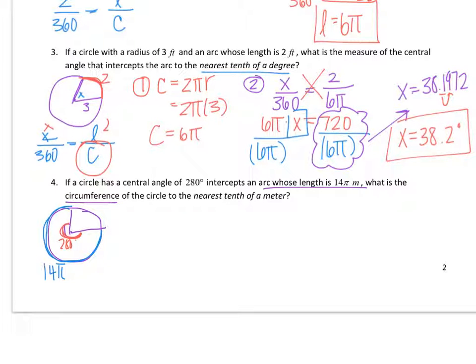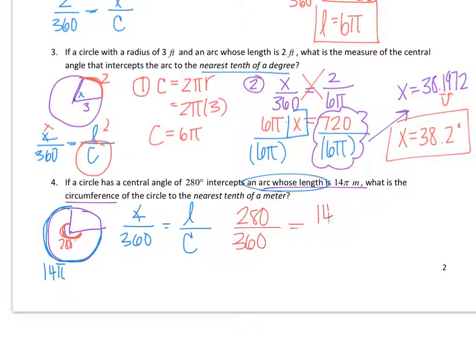It says, what is the circumference of the circle to the nearest tenth? So if you think about our formula, this is arc length, so we're not talking about area at all. Angle out of 360 equals arc length over circumference. We know the angle is 280 out of a possible 360. We know the arc length is 14 pi, but we don't know the circumference. We can just leave it as c, because it says find the circumference. From here, we'll just cross multiply.